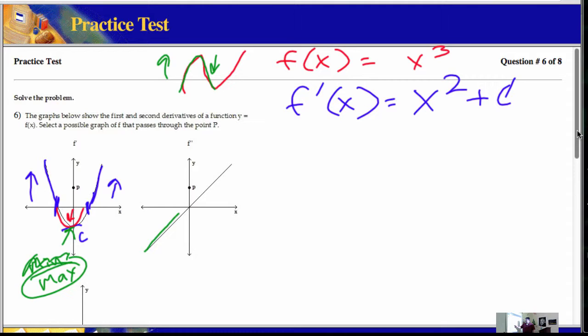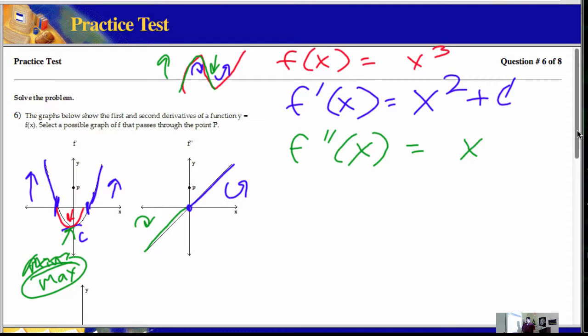If we look at f double prime, well, that's just some variation of x, right? It's a straight line, a linear function. And so from here, it's concave down, and then from here, it's concave up. So we've got concave down and then concave up. And the point of inflection, here's the weird thing, occurs at the origin.